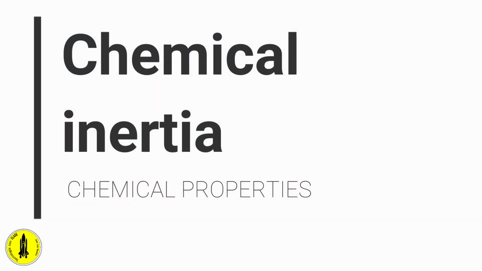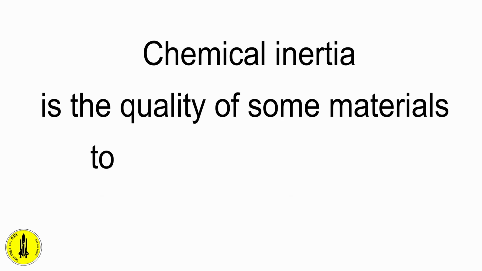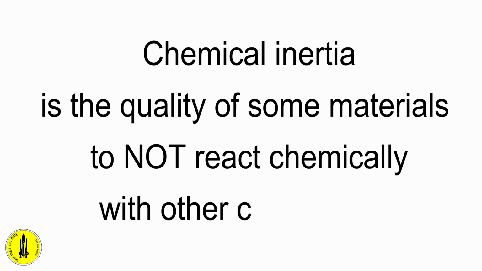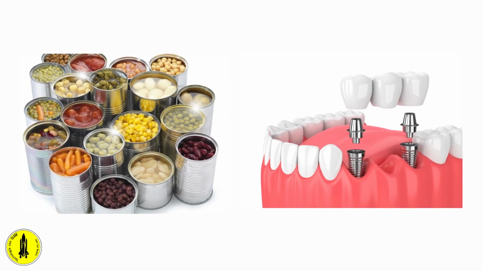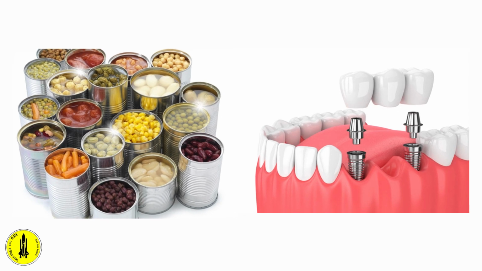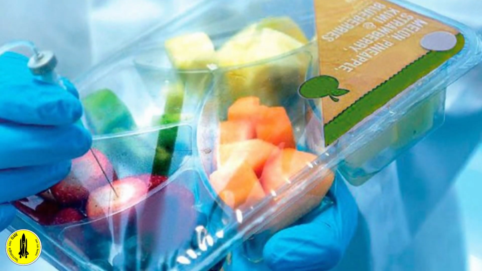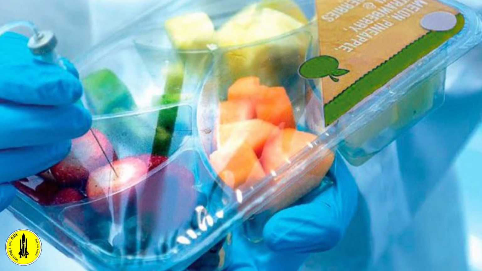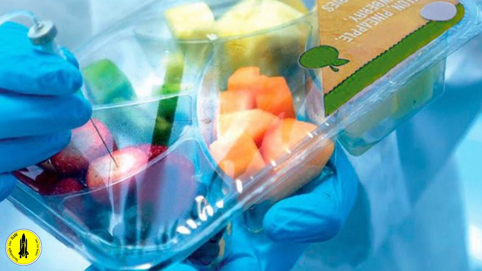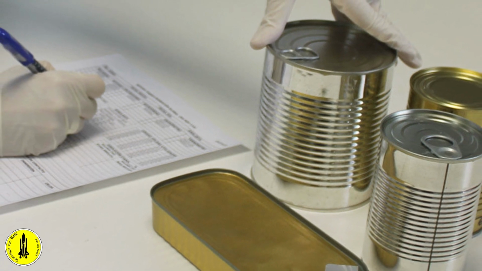Chemical inertia. Chemical inertia is the quality of some materials to not react chemically with other compounds. This quality is very important in the food industry as well as in medical prosthetics. If foods react chemically with the packaging material that contains them, their taste is altered and they can even be harmful to health. For this reason, many tin cans are internally coated with a thin layer of polymer to avoid the transfer of flavor to food.